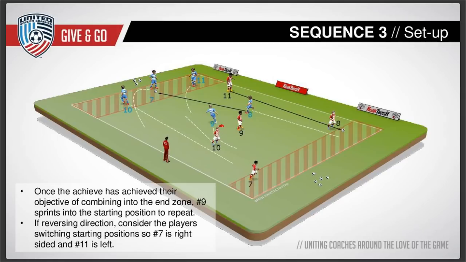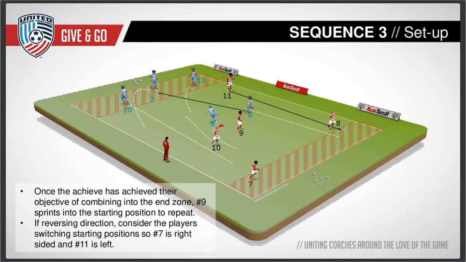Here we have the sequence that the Blues are going in this direction, and they've played the ball in to the number 7. After playing the ball in, the number 8 is going to continue the run to get into the end zone, and then the number 9 is going to get into a starting position near the cone. And on the other end, we have the Reds that have just penetrated down the left-hand side of their field into the end zone.